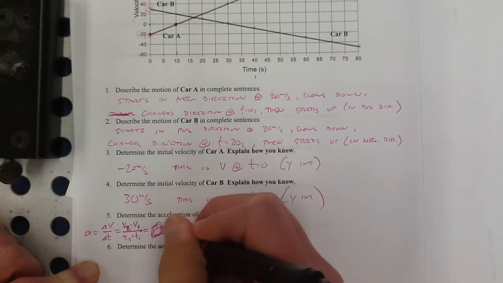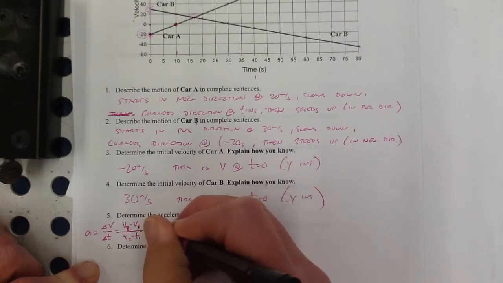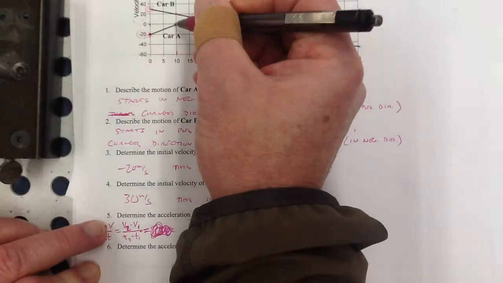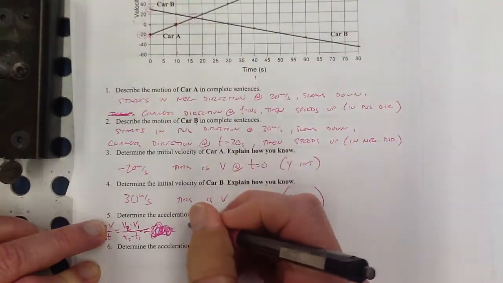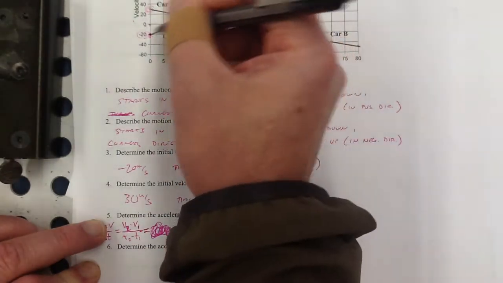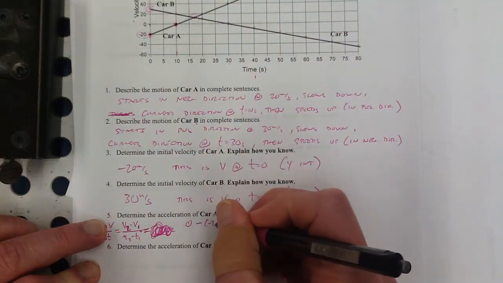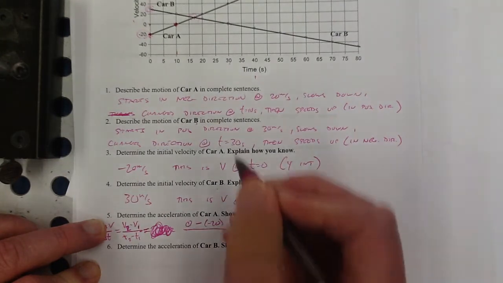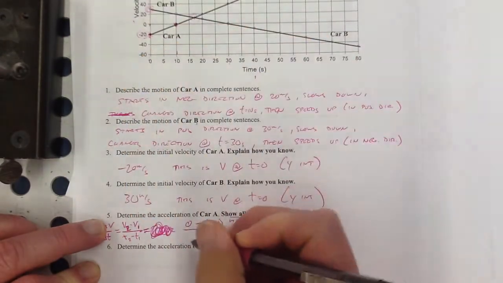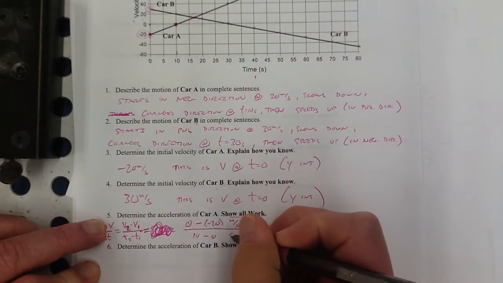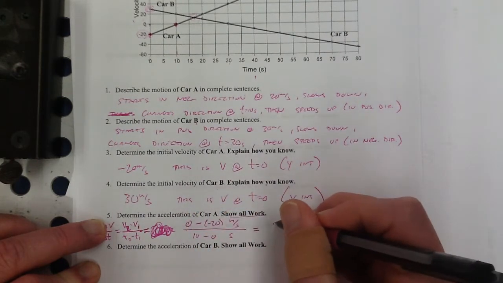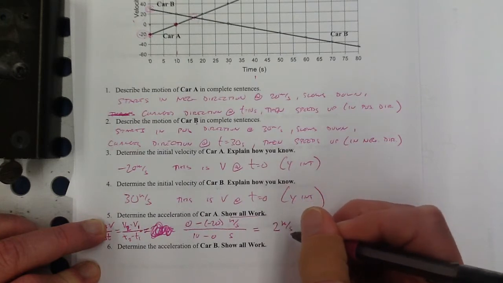And I shouldn't have written that right there because I needed to show all my work. That's what it says right here. So V2 minus V1. V2 is 0 minus negative 20. That's meters per second because those are velocities, over 10 minus 0 seconds. And that gives me 20 over 10, or in other words 2 meters per second.